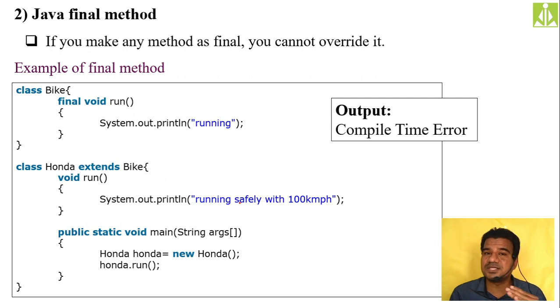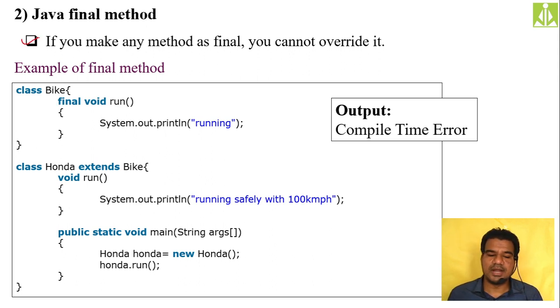In inheritance, when you are extending a child class from a parent class, and inside the parent class you have a method with some name, you can't use the same name inside the child class. You cannot override the existing method from the parent class if it is final. If it is final, method overriding is blocked, restricted, not allowed. So if you make any method as final, you cannot override it. A simple statement.